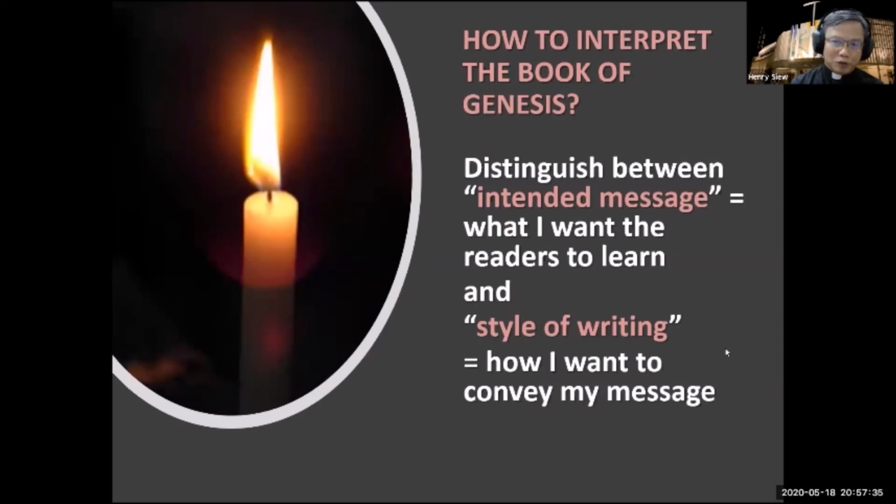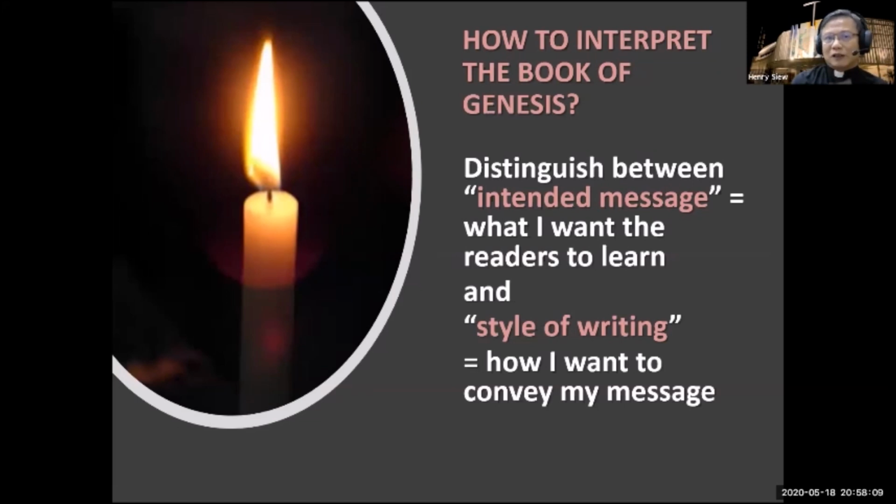How do we interpret the book of Genesis? Here, I give you a simple rule. You must distinguish between intended message, what the author wants the readers to learn, and the style of writing, how I want to convey my message. How do I want to present my materials? How do I want to help the readers understand my message? That is the meaning of the style of writing. And the intended message would be the ideas that I want to convey to the readers.